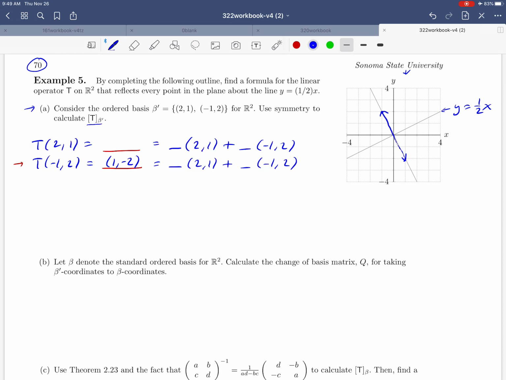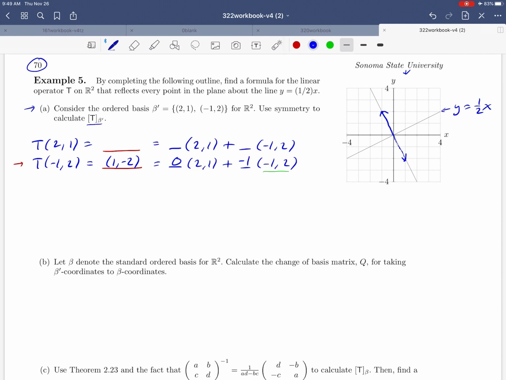Okay, and now the question is, how do we fill in the blanks to make that a true statement? Well, notice that (1, -2) is the reverse of this vector, so we can get it by putting a -1 here and a 0 there.